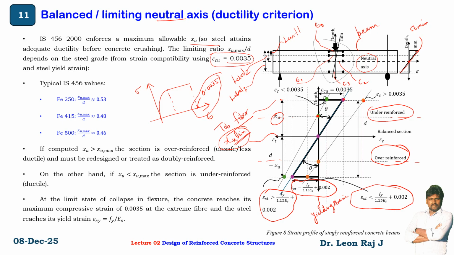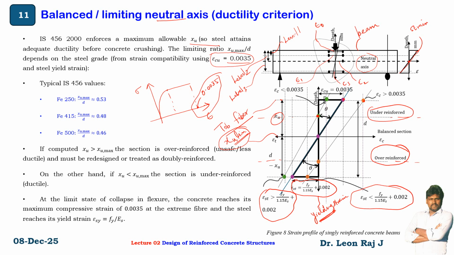What is the yielding strain of reinforcement? Fy divided by 1.15 Es plus 0.002. This is the yielding strain. So in case of over reinforced, the strain in steel may or may not reach the yield strain, but the concrete reaches and crosses the yield strain.